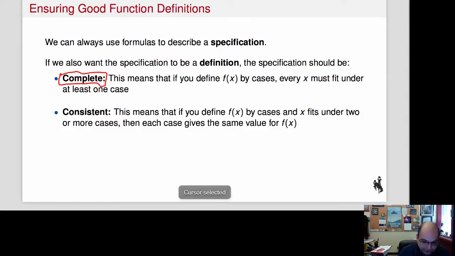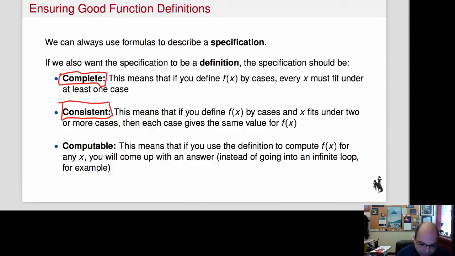Now the other thing that we need is to be consistent. Right. So consistent, what we mean by that is that if there's two cases that work, okay, then they have to agree on the value, right? So if you define absolute value of x and you say it is x for x greater than or equal to 0 and minus x for x less than or equal to 0, right? They overlap on 0, but actually x and minus x are the same thing. That we're going to allow, okay? So that is a good definition, okay?